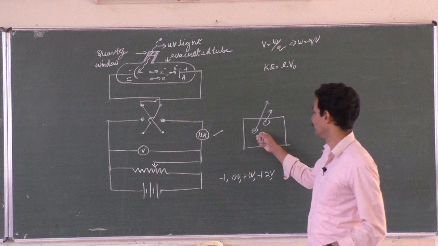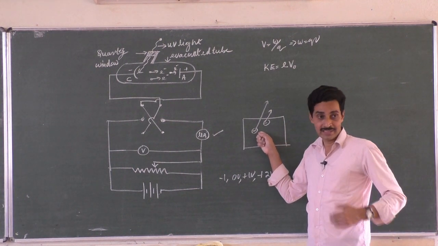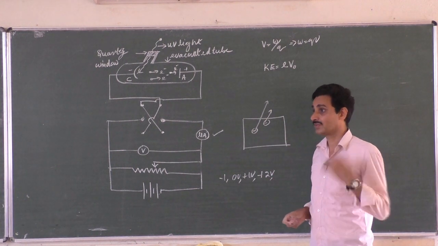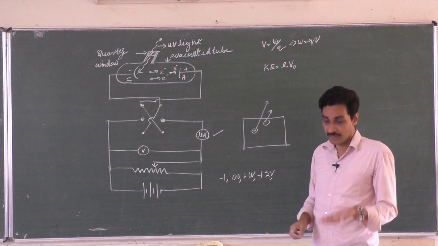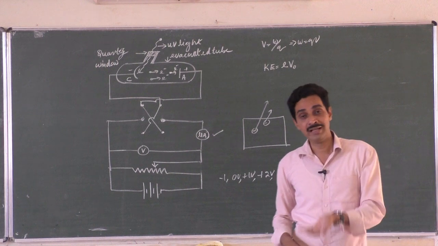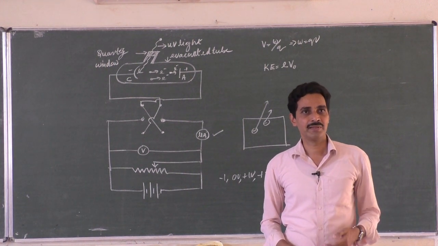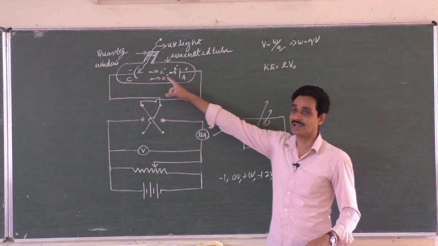The reason is this one. Even though we say that the work function is a constant, some electrons may require more energy to come out. Some electrons, which are very close to the surface, may require less energy to come out. So there will be some difference in the kinetic energy.